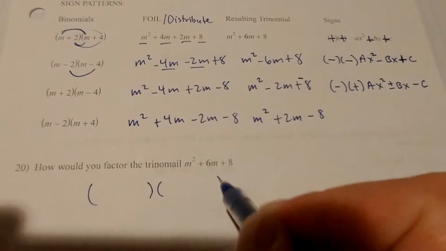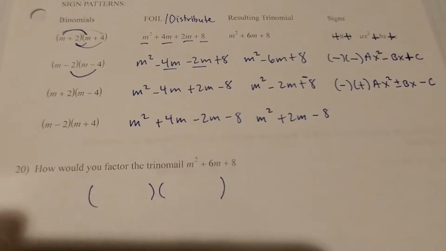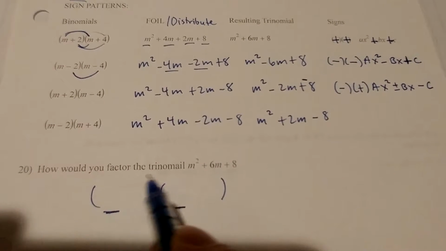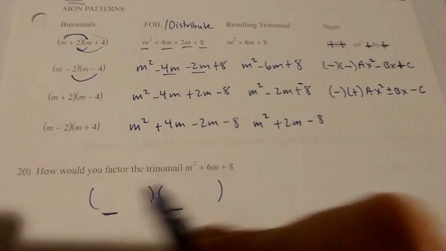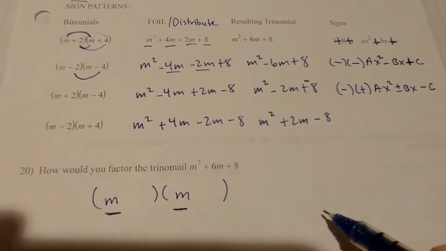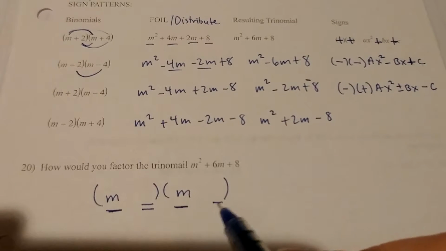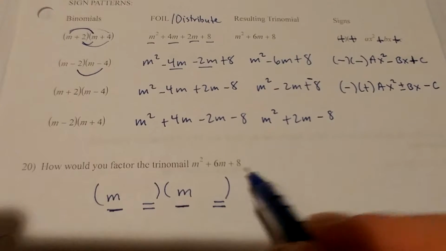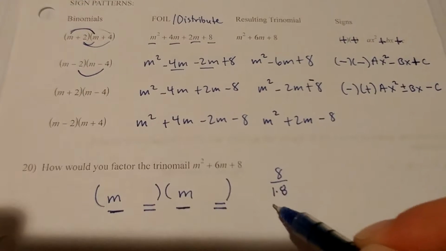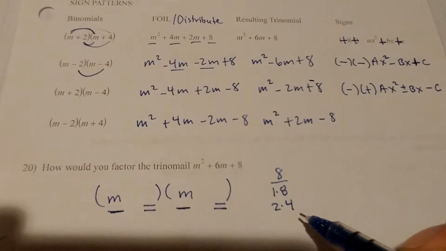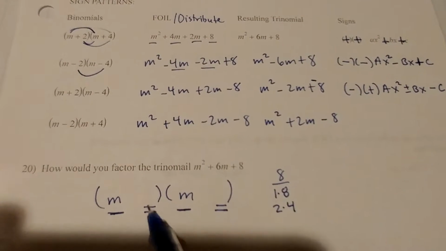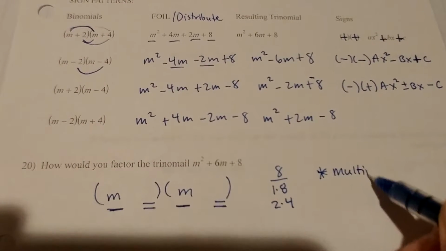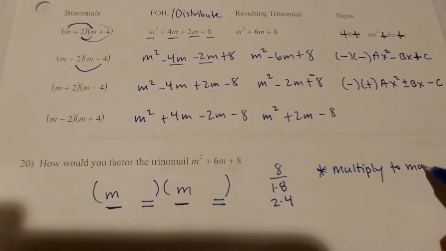We're going to put it into 2 parentheses because it's a trinomial. The term that goes here and here has to multiply to make m squared, so it must be m and m. The number that goes here and here will have to multiply to make 8. But we don't know what that is. Is it 1 times 8 or is it 2 times 4? Well, we have to do a little thinking because whatever goes here and here actually has 2 jobs. Those 2 numbers have to multiply to make 8.